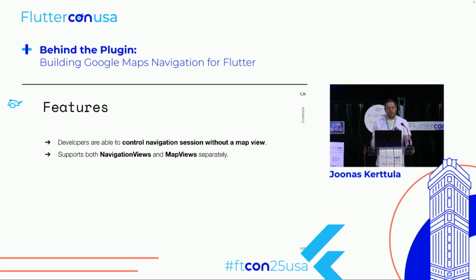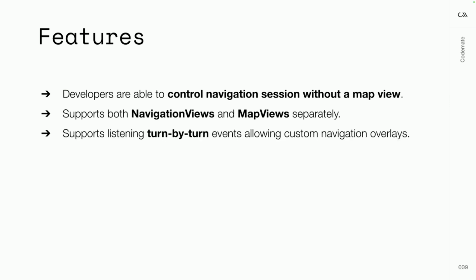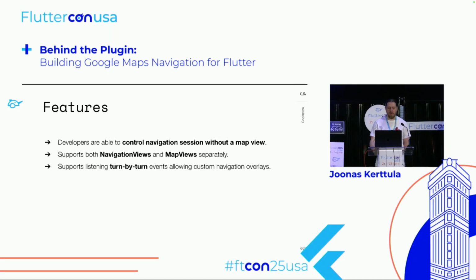Map views are separated because it's possible to use only maps without navigation features, and it allows you to create map views with, for example, locations of your business without having the ongoing navigation session visible on the map. It also supports listening to turn-by-turn events, allowing custom navigation overlays. So you can hide the overlays which come with the navigation view and create your own depending on the nav info data coming from the plugin.